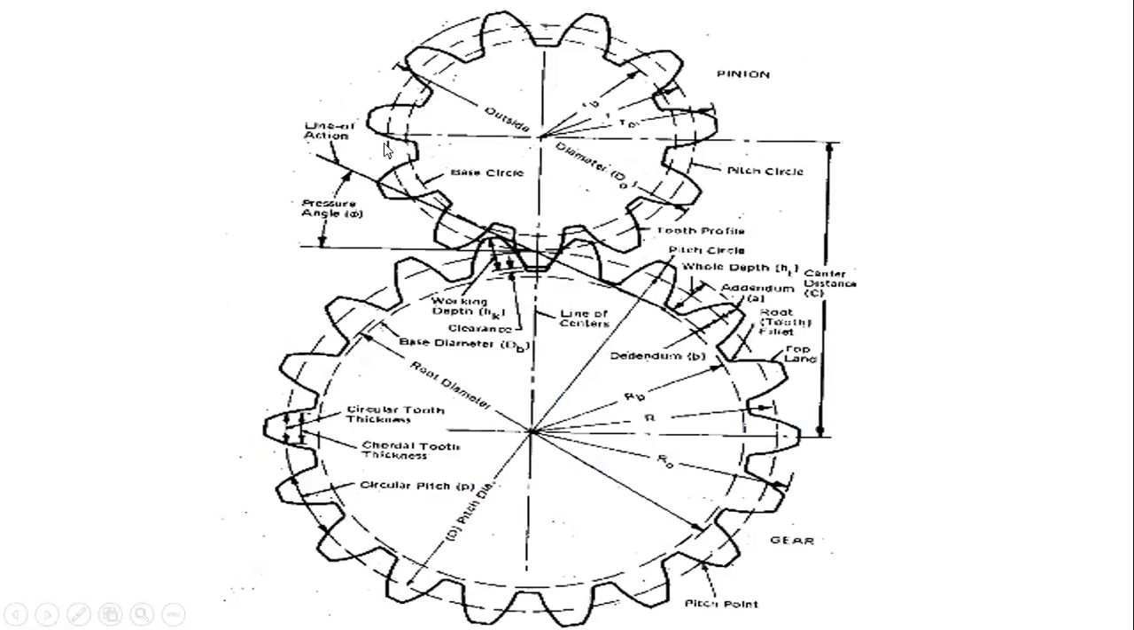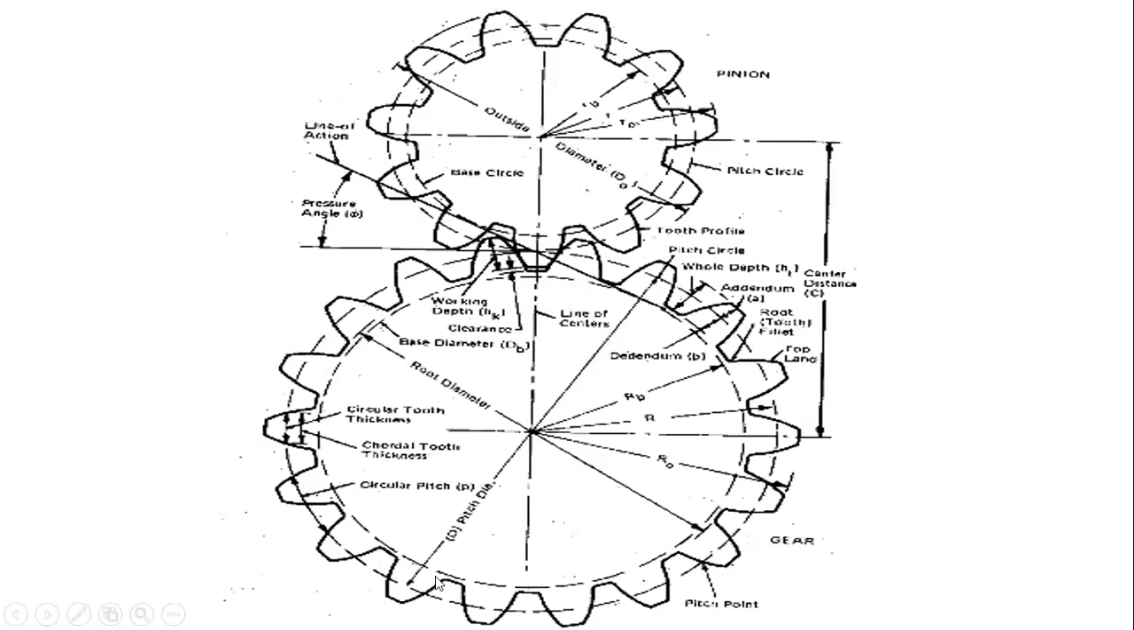The next one is the meshing of two gears. This is the first gear and this is the second gear, meshing together. And this is the root diameter. The diameter of the root can be taken from this. And working depth and clearance are taken from this. And this is the line of centers.